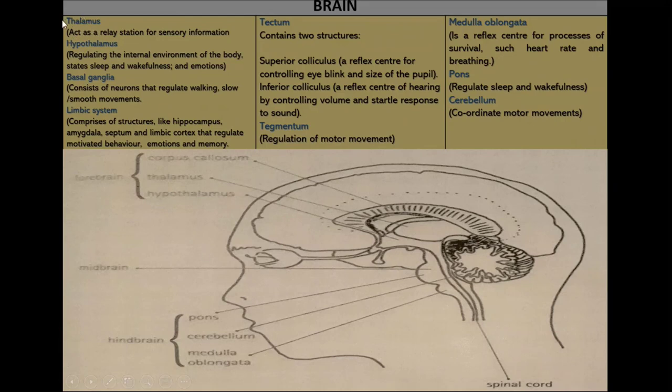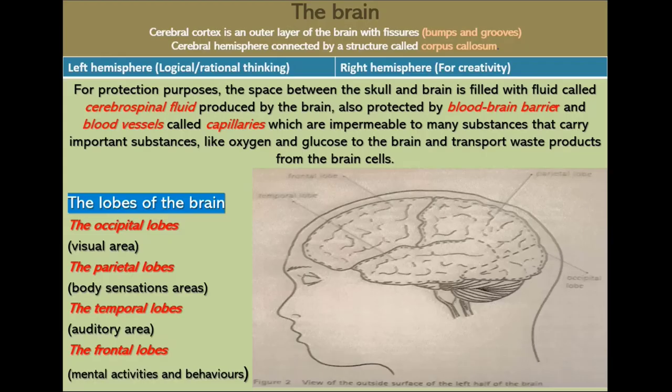Then let's check the function. They say the thalamus acts as a relay station for sensory information. What do they mean by that? Acts as a relay station for sensory information.